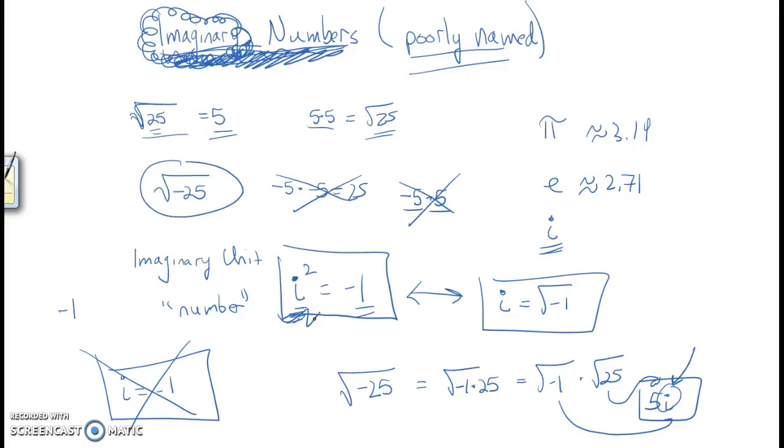But you definitely want to keep these two facts, i squared equals negative 1, and i equals the square root of negative 1. Keep those two facts in mind because they're going to come up again and again and again.